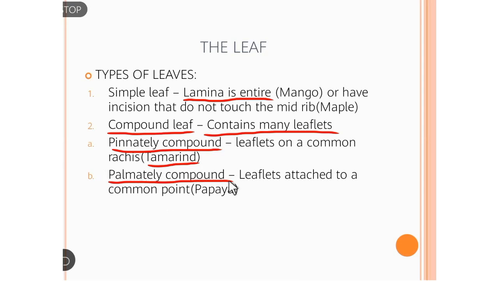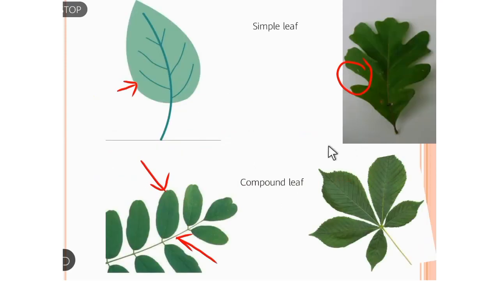Now the second one is the palmately compound leaf, in which the leaflets touch at a common point. Example is papaya. Now this picture here shows the palmately compound leaf. So if you see here, the leaflets are touching at a common point, not like in this one in which the rachis has many leaflets on either side. In this picture you can see that leaflets are touching a common point. So this type of compound leaf is known as a palmately compound leaf.